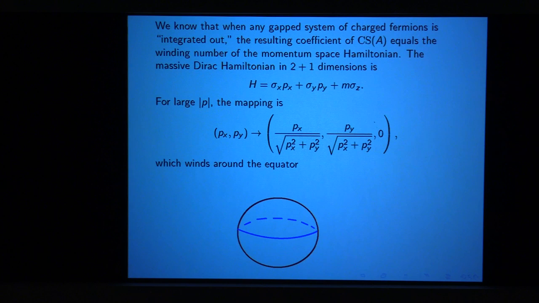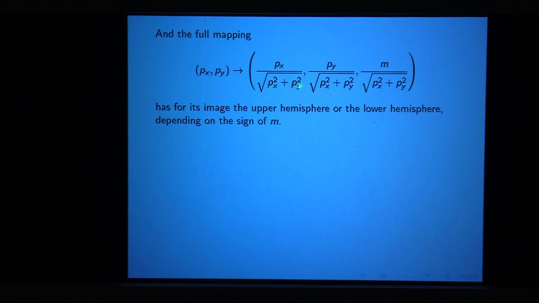That's what happens for large p, but if p isn't large, we can't ignore m. So for example, if p is zero, we only have m, and we map to the north pole if m is positive or the south pole if m is negative. And the image of the whole mapping, well, first of all, this is the full mapping. Oh, sorry. There should have been an m squared in the denominator. The denominator should have been the square root of px squared plus py squared plus m squared.